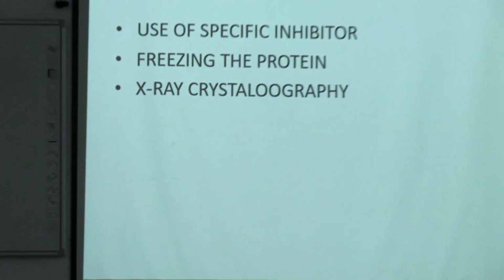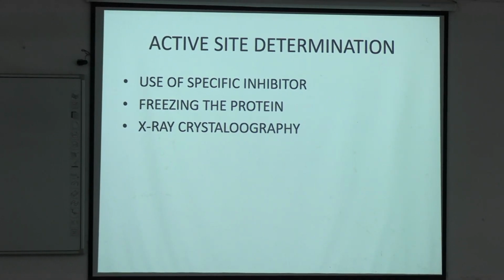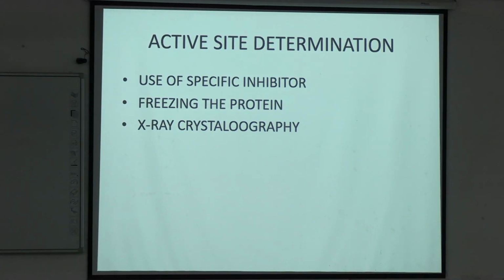Now how to determine the active site? There are many methods, a few of them have been depicted here, but the most important thing is the X-ray crystallography. You must have heard about this technique, right? This was a technique used for determination of the structure of DNA, yeah? In 1952. 1952, long back. So it's a very old technique. Can anyone tell me what the technique is about?